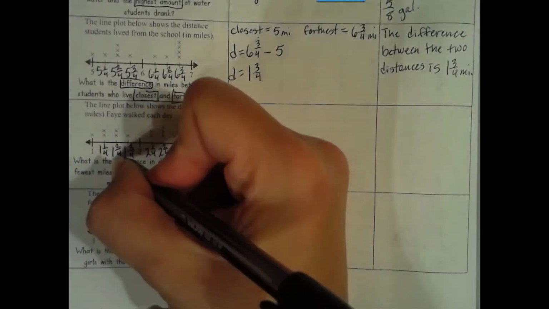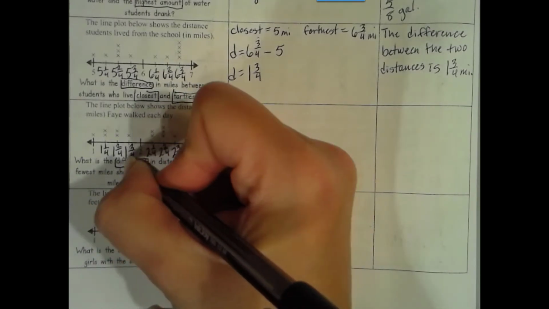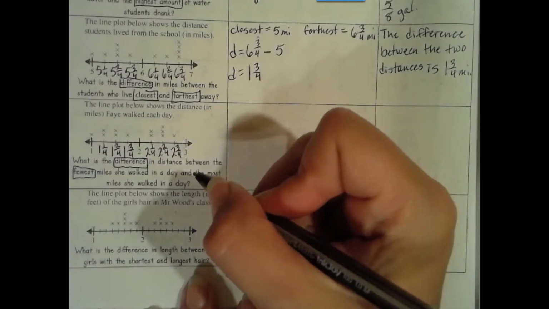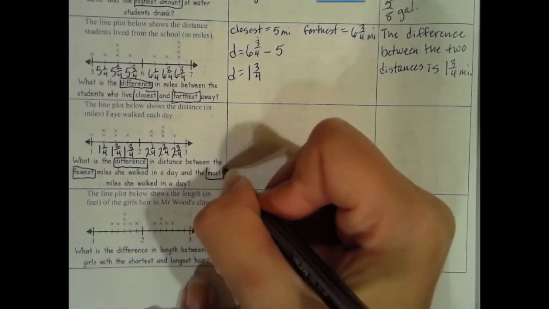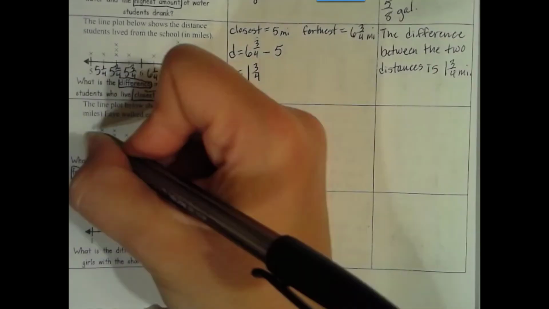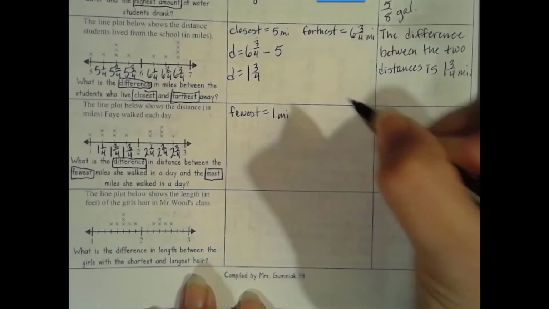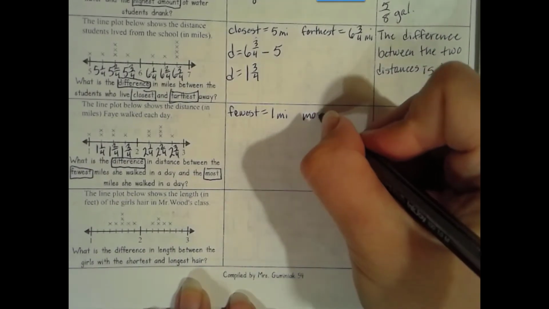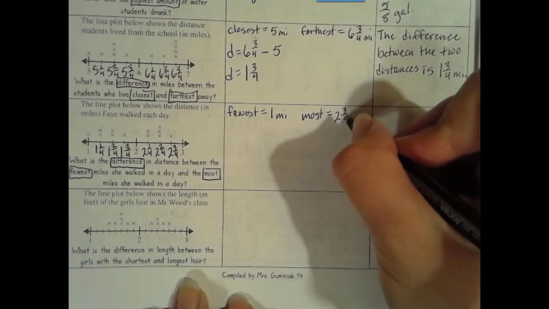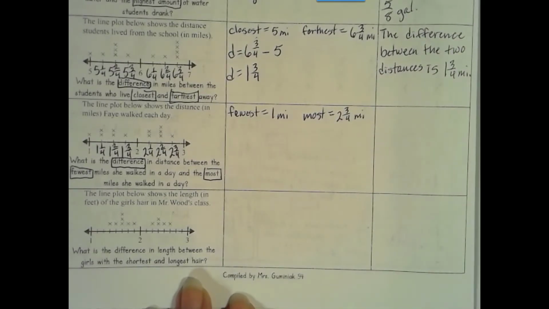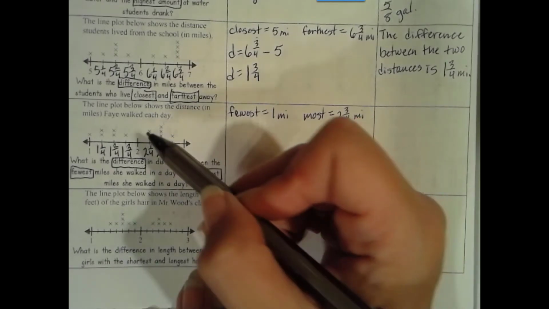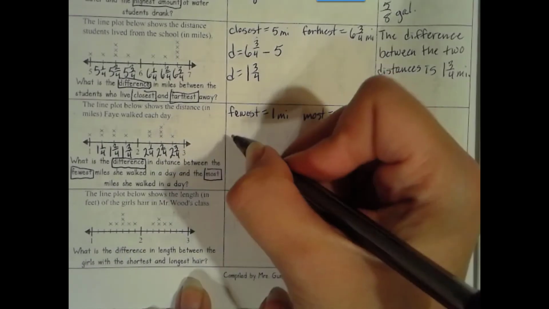What is the difference in distance between the fewest miles she walked in a day and the most miles? So fewest is 1 mile. The most is 2 3/4 miles. In this case, not like the most frequent, the most she actually walked. So make sure you know which part of the data it's asking for.